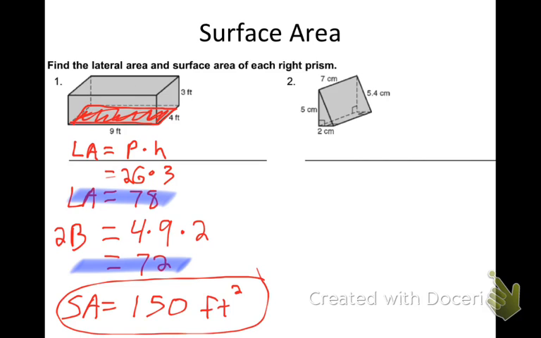Now notice I have the hypotenuse here. The hypotenuse is 5.4. So I want to find the lateral area first. Lateral area is the perimeter times the height. What is the perimeter of this triangle here? As I look here, what's the perimeter of the triangle?